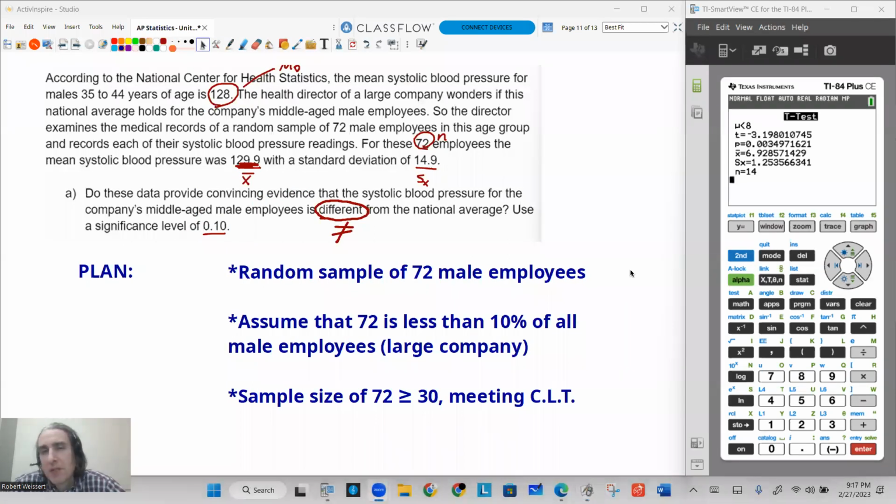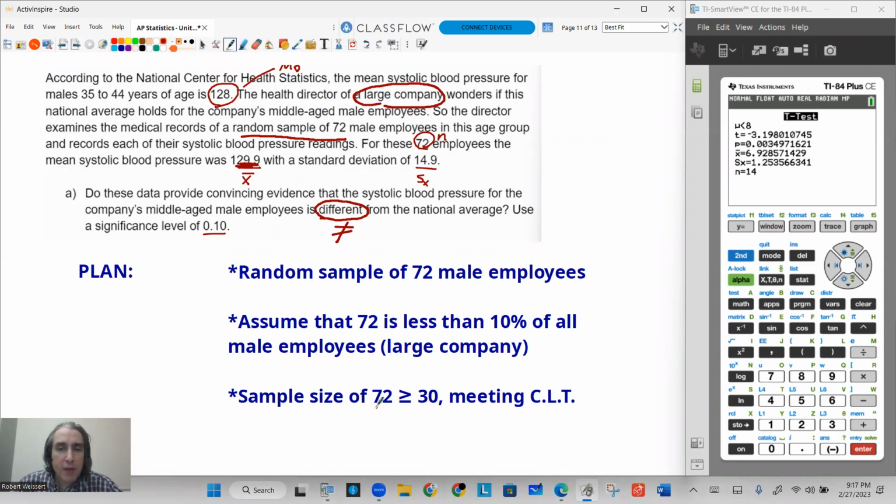Okay, this part was relatively straightforward. We were given a random sample of 72 male employees. It was stated in the problem. So right here, you can see a random sample of 72 male employees. Now, 72 doesn't necessarily meet the 10% condition for most companies, but it does say this is a large company. So 72 can be assumed to be less than 10% of all male employees at the large company.